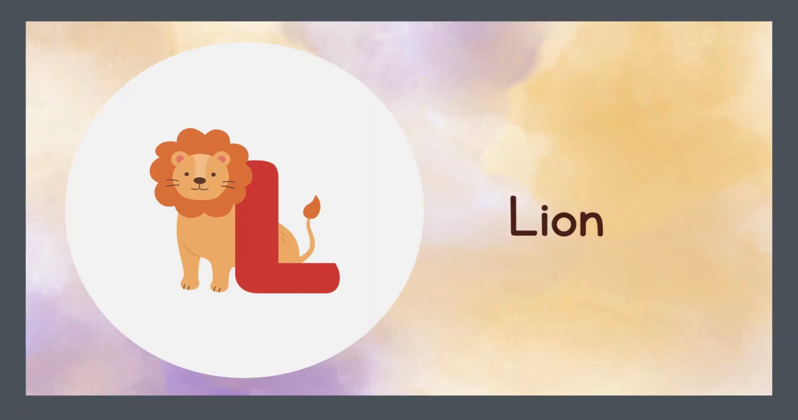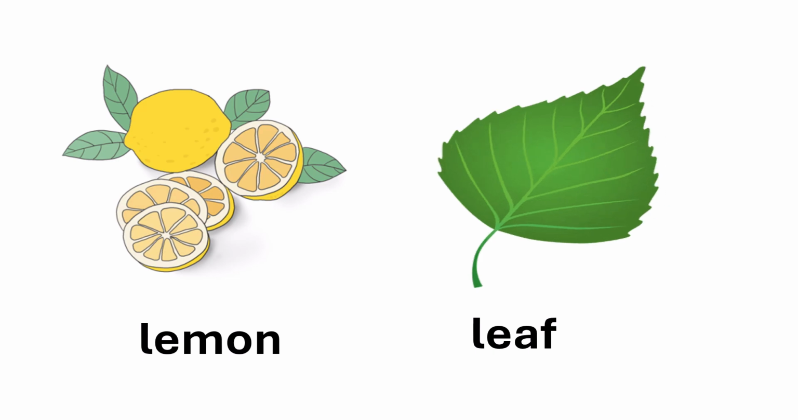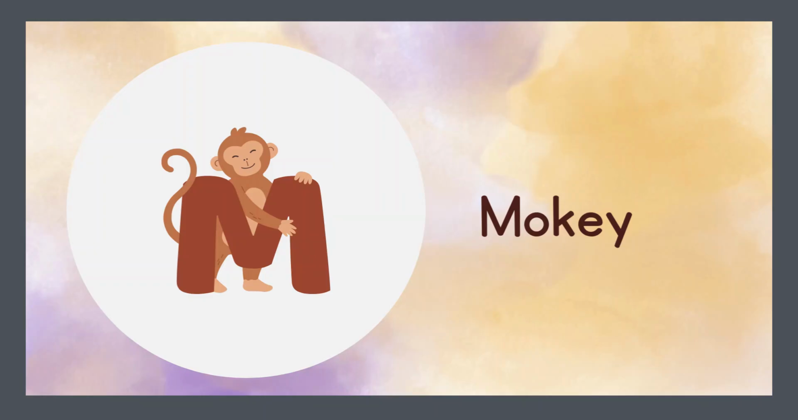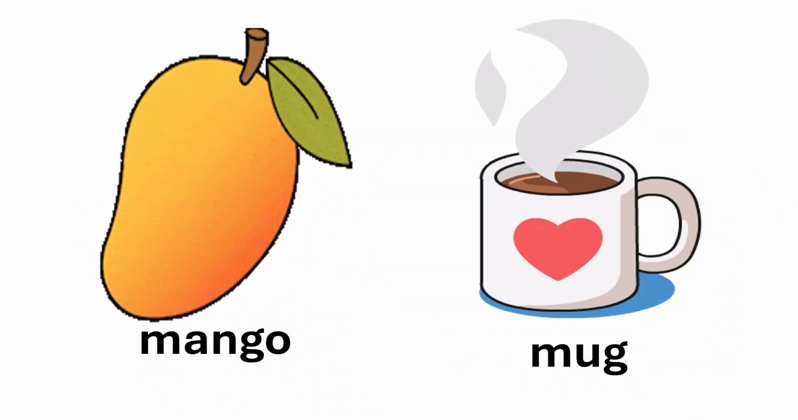L for lion. Lemon, leaf. M for monkey. Mango, mug.